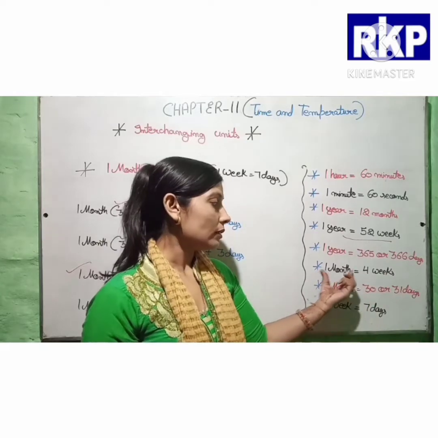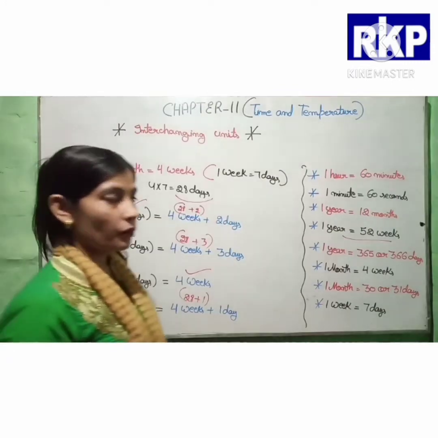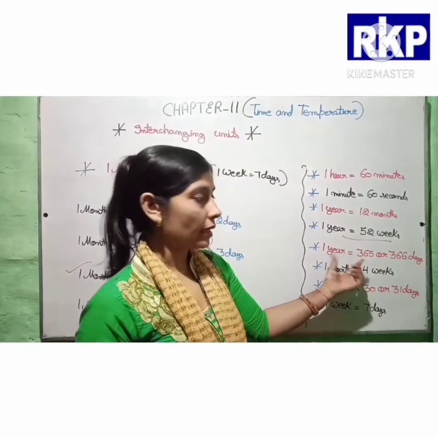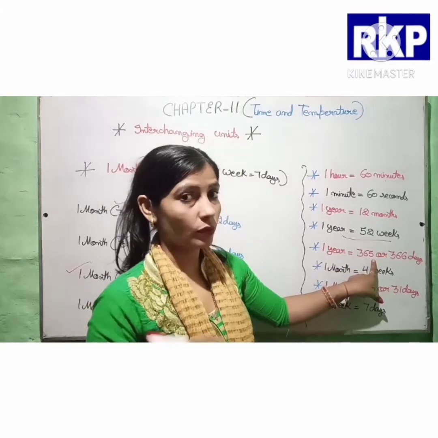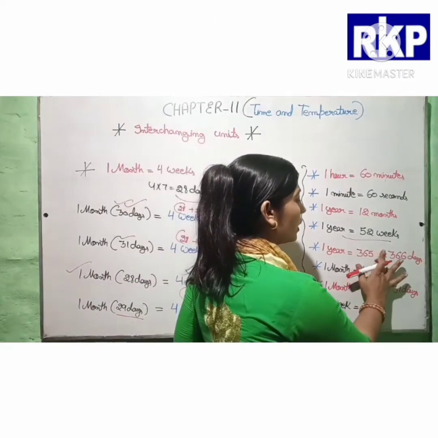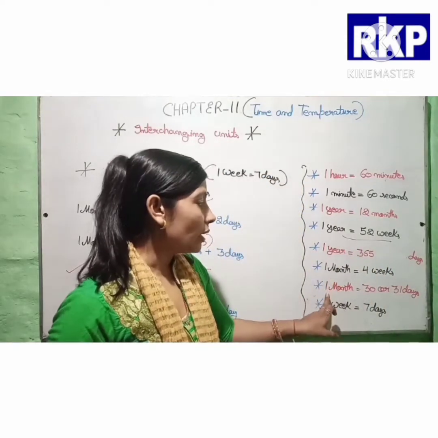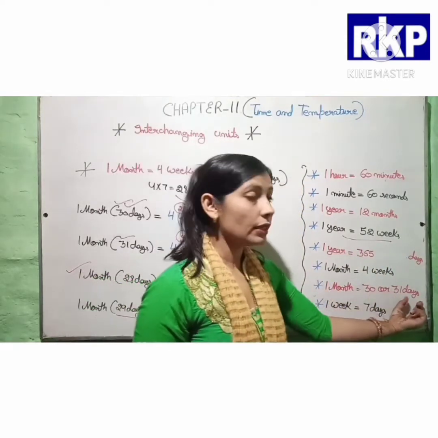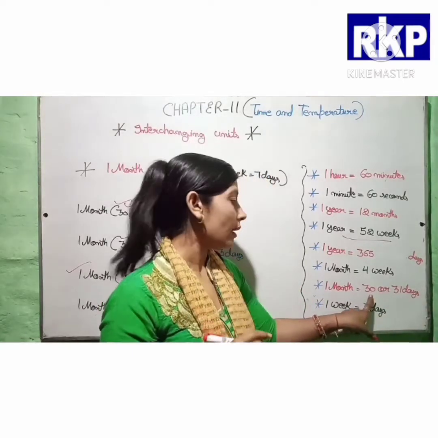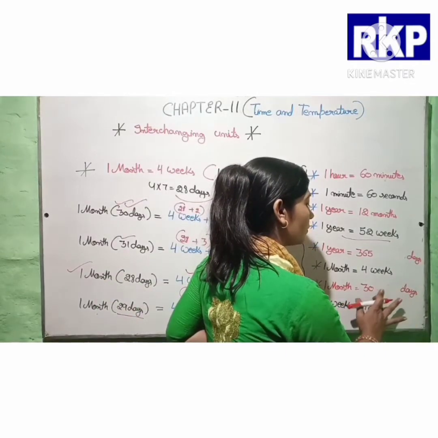When we convert year into days, then we will multiply with 365. We always multiply with 365. So here we can write only 365 days. And when we convert month into days, then we need to multiply with 30. We always multiply with 30. So here we can write only 30 days.